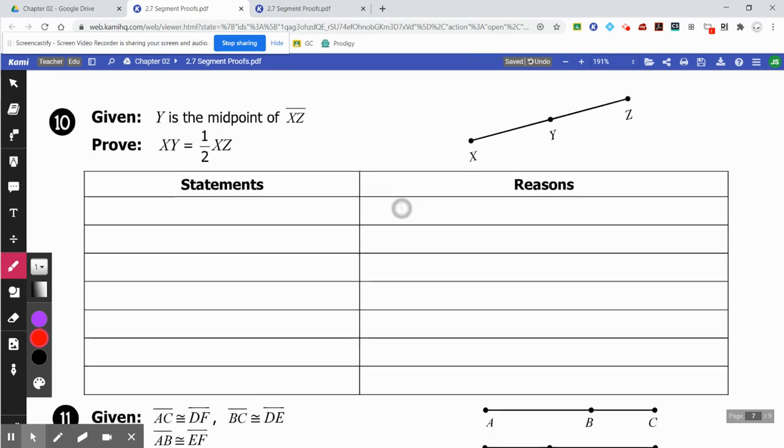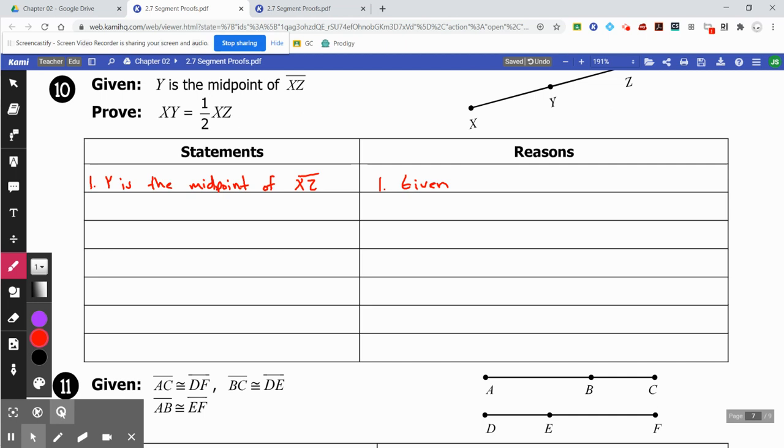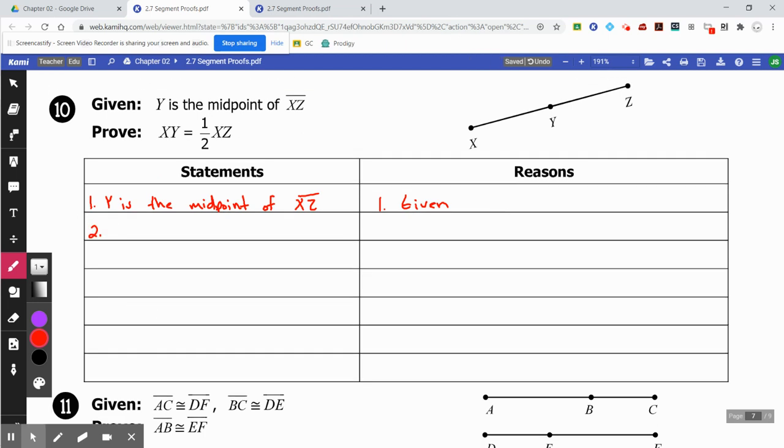Okay, number 10. Starting on number 10, we're going to do this whole proof ourselves. There's absolutely nothing given to us. So let's start out with the fact that Y is the midpoint, and that is our given. Then we ask ourselves, what do we know from there? If Y is the midpoint, then we know these are equal. So XY is equal to YZ because of the definition of a midpoint.